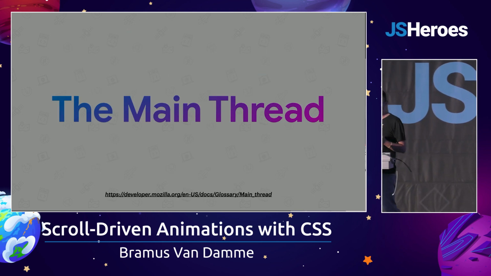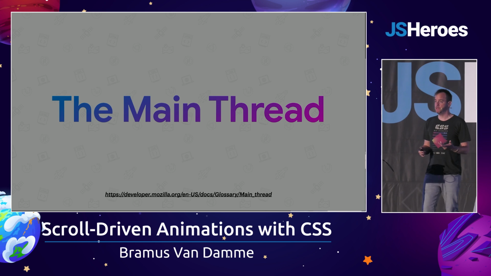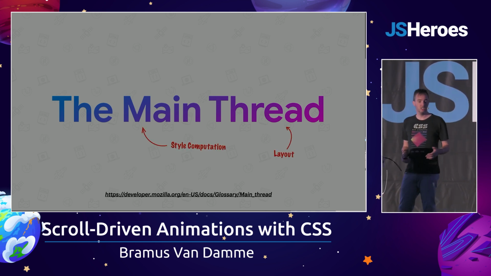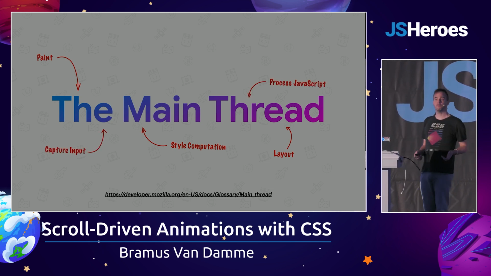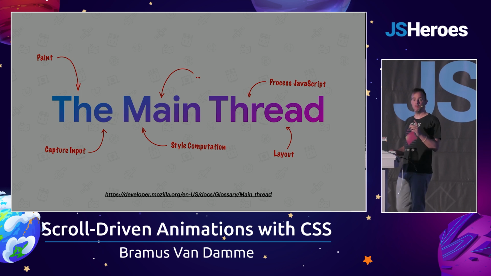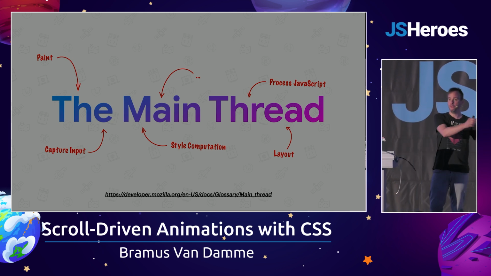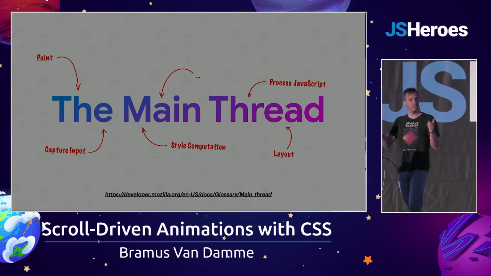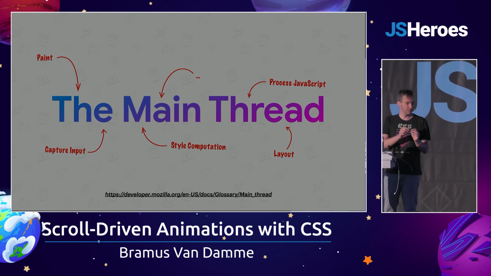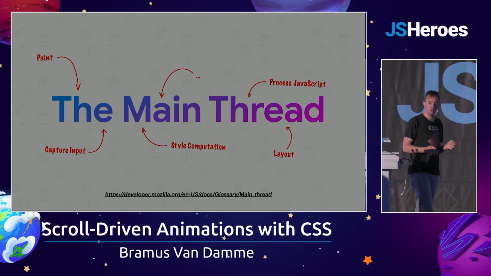But there is an issue with it, because your JavaScript runs on the main thread. And the main thread is this magic place where everything happens for your website. Style computation, layout, paint, capturing input, JavaScript processing, and so on. The problem with this main thread is that it's one single thread. So if it's busy doing one thing, it can't do something else. And if you exceed your frame budget of 16 milliseconds, you will see dropped frames. You will have jank on your website.